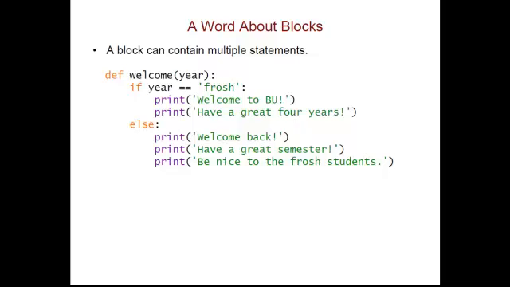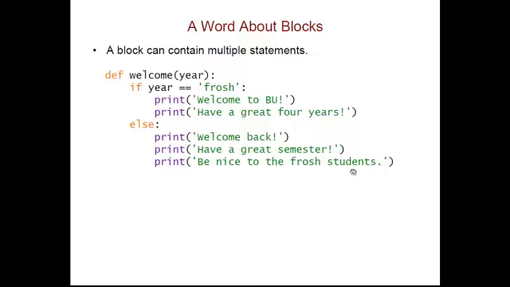Now, when we talk about blocks, our true block and our false block, that notion of a block is a more general one. And as we said, it can contain more than one statement. So for example, here, our true block has two statements. If the string that we pass in for the variable year is equal to the string frosh, we're going to print these two lines. But otherwise, we're going to print these three lines. And so that's another example of a two-way decision.